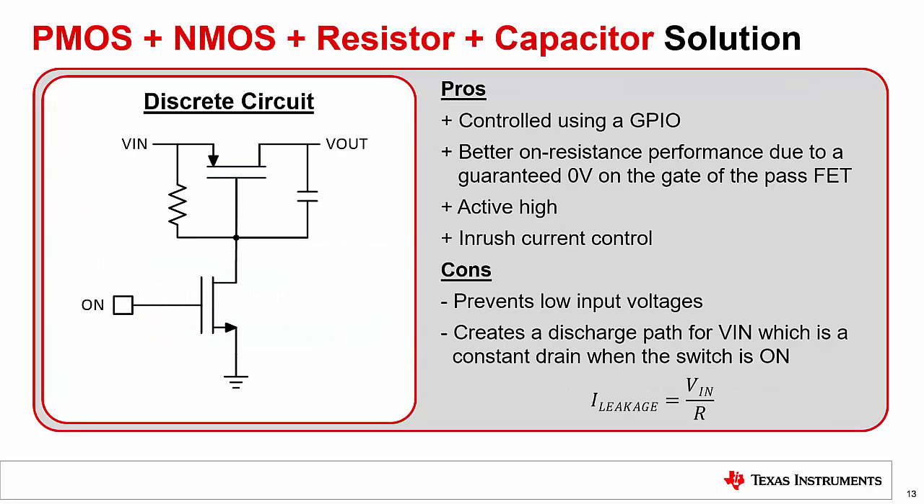The final PMOS solution we will be looking at adds an additional capacitor and helps with the inrush current. From a DC perspective, nothing changes. The active high solution is still optimized for on-resistance performance, and the discharge path is still present when the solution is turned on.